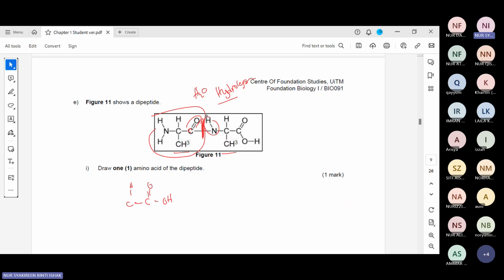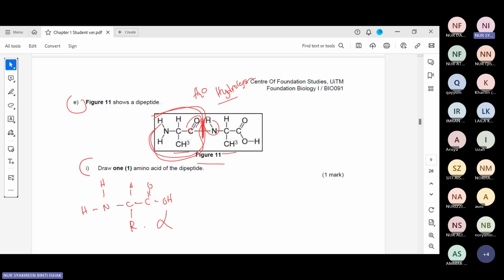The rest you just copy back. Okay, so this is the product. Let's say the question has given the structure of the dipeptide, the specific structure of the amino acid that you should draw. You can't suddenly change it to R here. That is wrong. Understand? So that is why you have to use the information given in the question.